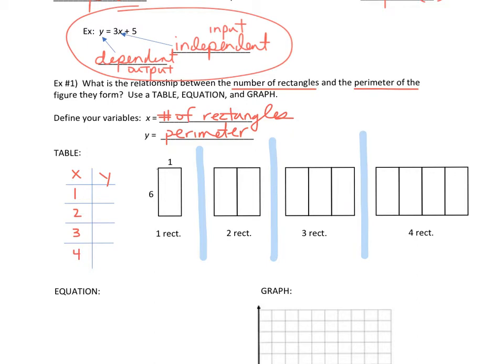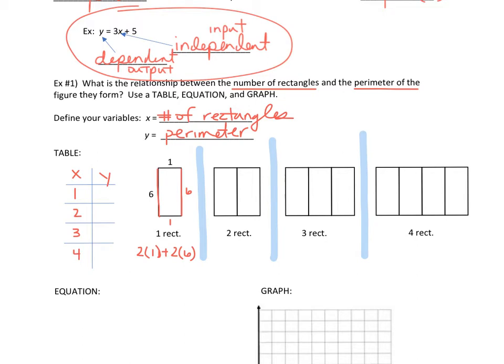Well, in a rectangle, opposite sides are the same. So if this one is 6, so is this one. And if this one is 1, so is that one. So we're saying to find the perimeter of the rectangle, there are 2 1s and there are 2 6s. Okay? That's going to tell me the perimeter.